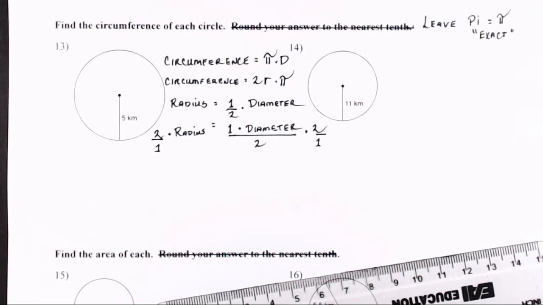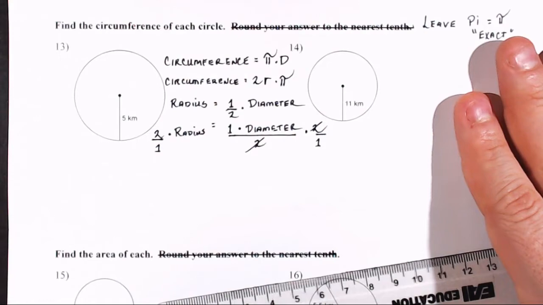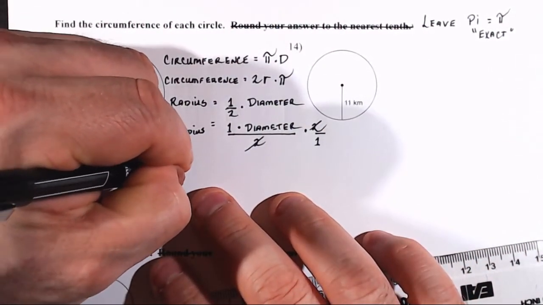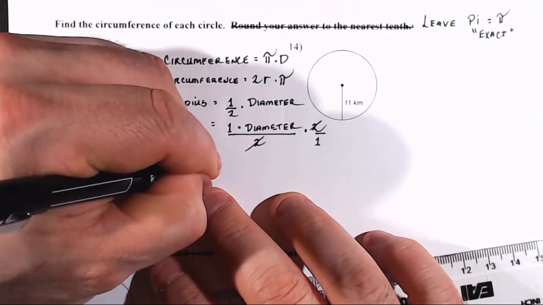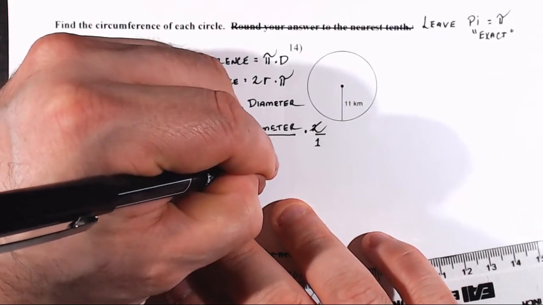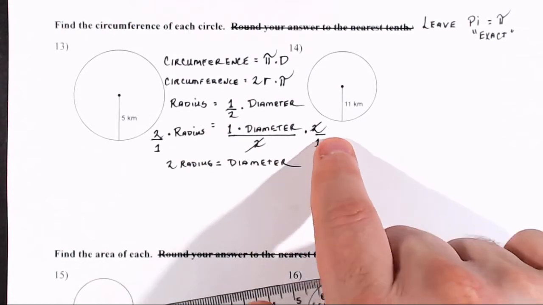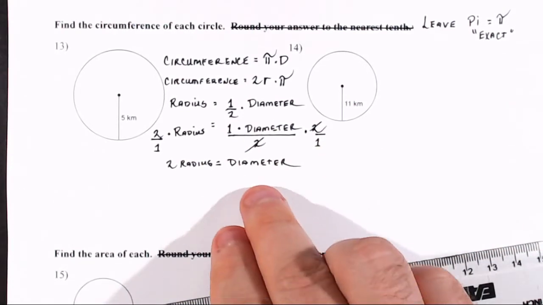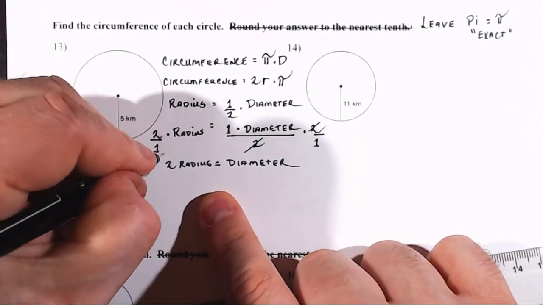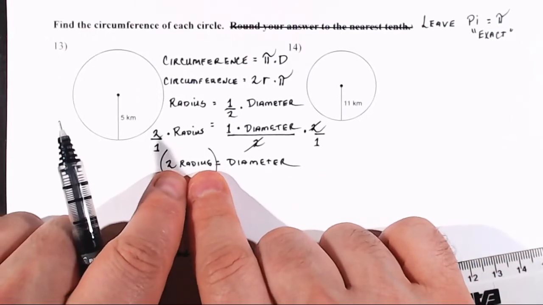You can look at it this way. The 2's now cancel out on the right. And on the left, I'm left with 2 times the radius equals the diameter, because 1 times the diameter over 1, we can just write as the diameter. So now I've got my diameter as 2 times the radius. So wherever I see diameter, I can just stick in this new little formula.